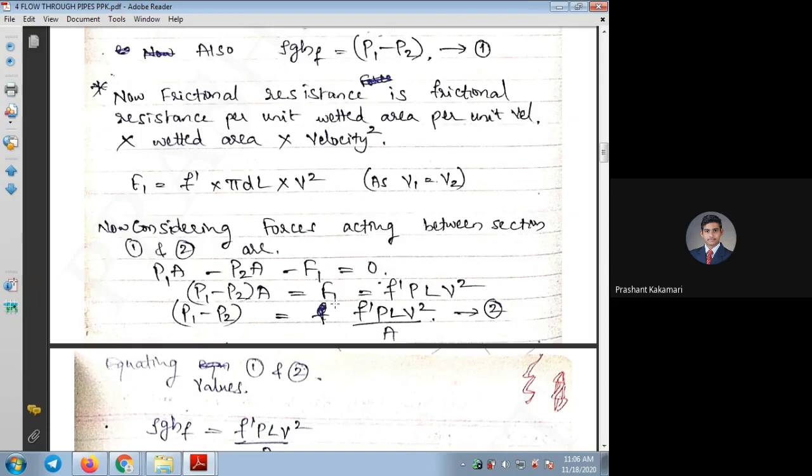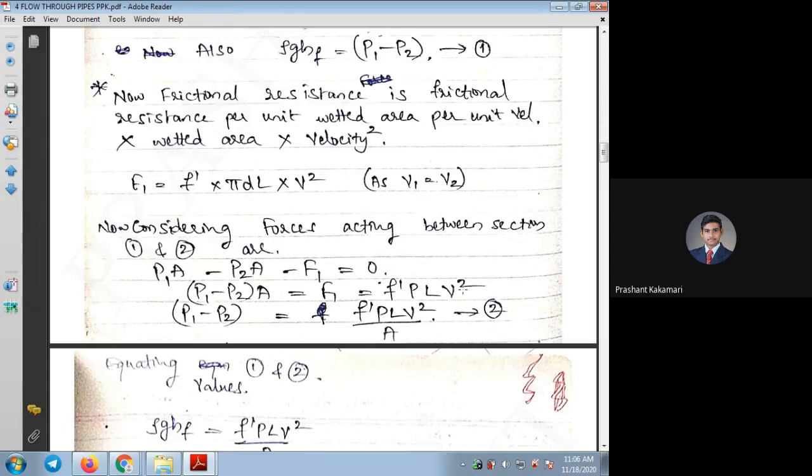So what is this F1? We have taken it from the definition, that is frictional resistance per unit weighted area per unit velocity, into the weighted area, that is perimeter P into L, into velocity square. So in place of frictional resistance F1, I am writing F dash P L V square. P is what? Perimeter, pi d is the P. L V square is written here.